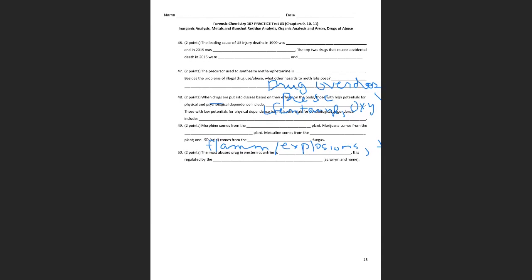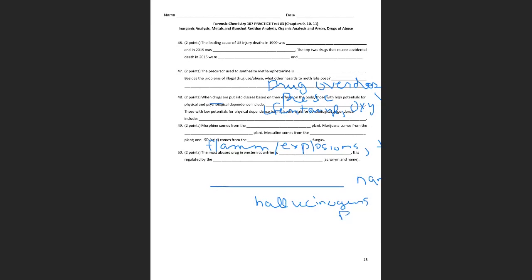All right. When drugs are put into classes based on their effects on the body, those with high potentials for physical and psychological dependence include, so we have narcotics, stimulants, and depressants. Most of the hallucinogens, some of them are physically addicting as well, but several of them are just psychologically addictive.